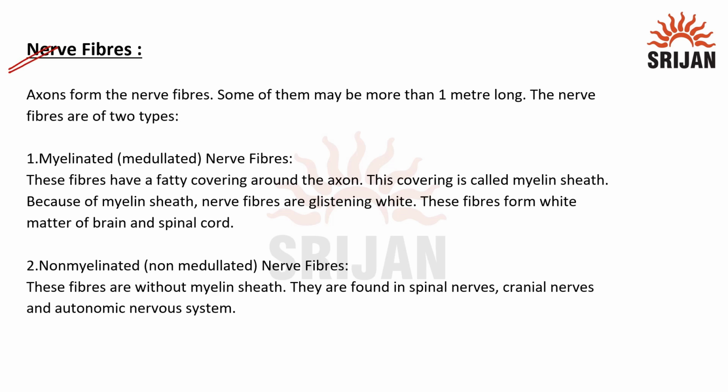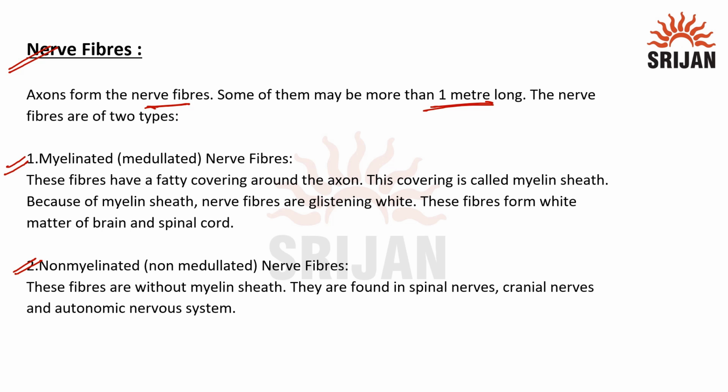Nerve fiber. We know that a neuron is made up of three parts: dendrites, cyton, and axon. So when the axon parts of various neurons come together, they form a thing called a nerve fiber. This nerve fiber can even be more than a meter long. And nerve fibers are of two types: myelinated nerve fiber and non-myelinated nerve fiber. Myelinated is also called medullated, and non-myelinated is also called non-medullated. The difference is in their covering.